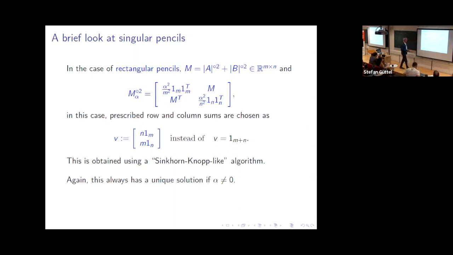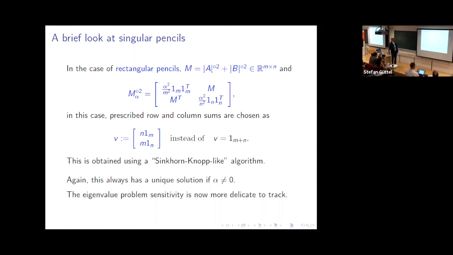This always has a unique solution if the regularization factor is different from 1, because then you have the full indecomposability and you have the total support. The eigenvalue sensitivity is a bit more delicate. We don't have the eigenvalue sensitivity because the pencil is singular. But there is a statistical study of these problems that makes it fall back on its feet. But I don't have time to go into these details.